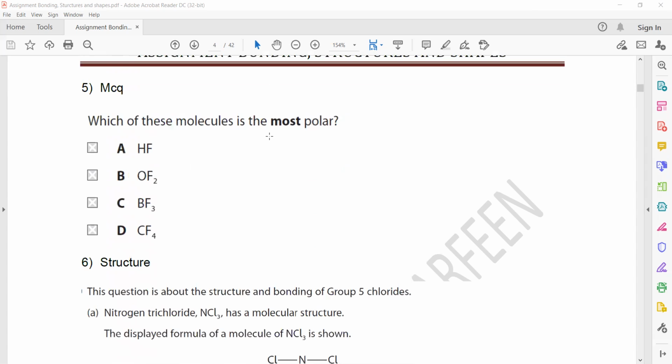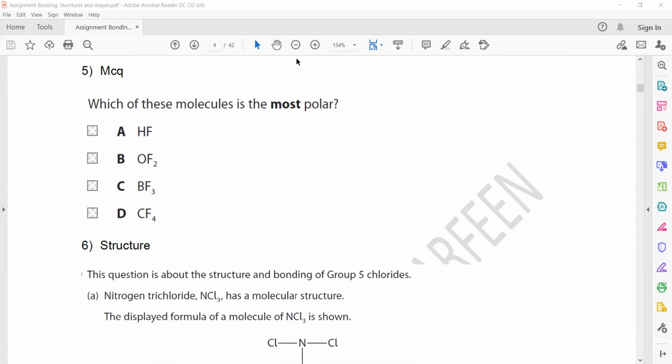In question 5, which of these molecules is the most polar? Looking at electronegativity, fluorine is the most electronegative element, followed by oxygen and then nitrogen. So which of these molecules will be the most polar?